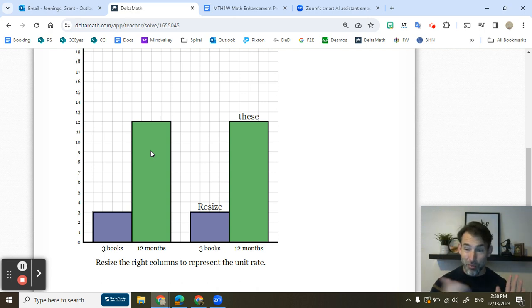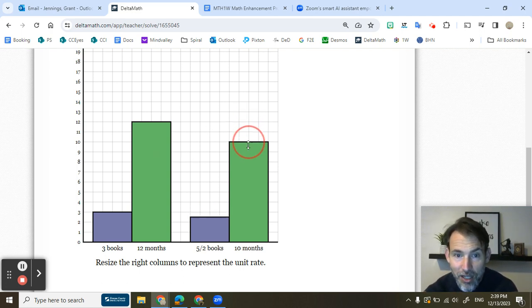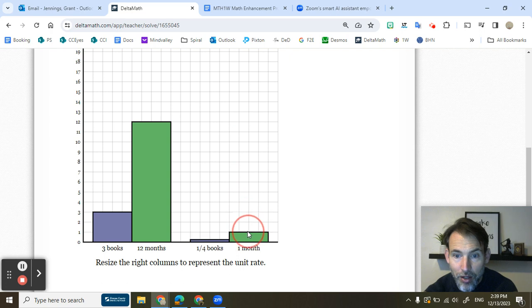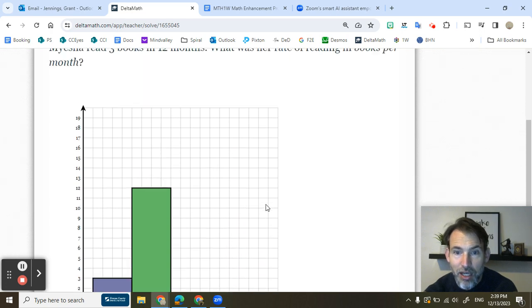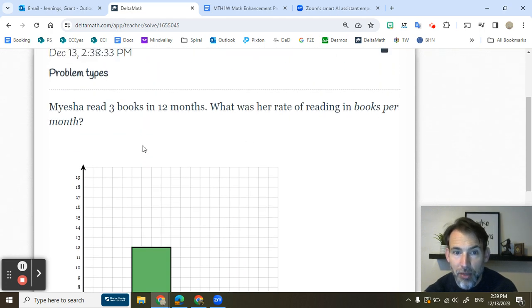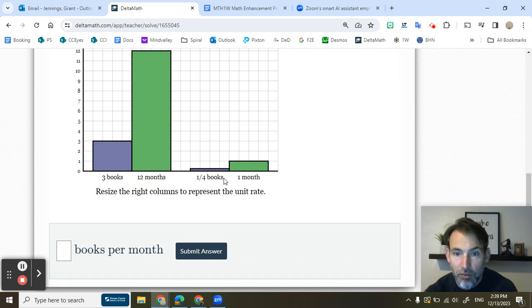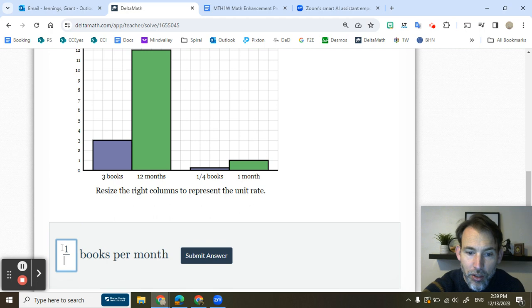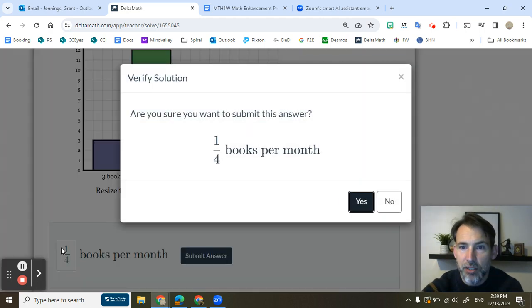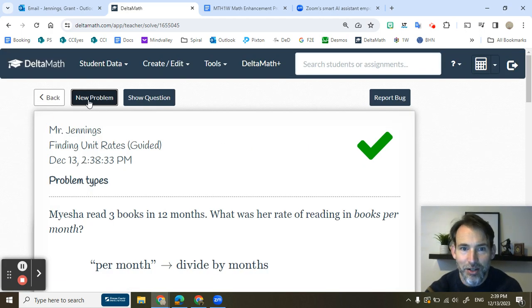So that'd be like 1 book every 4 months, right? Because that would be 3 books in a year. And then here, you take this one and you just scale it down to the 1. That will give us books per month, is 1/4 of a book she reads per month. So she reads 1/4 of a book per month. We submit it. Hooray! Let's do another.